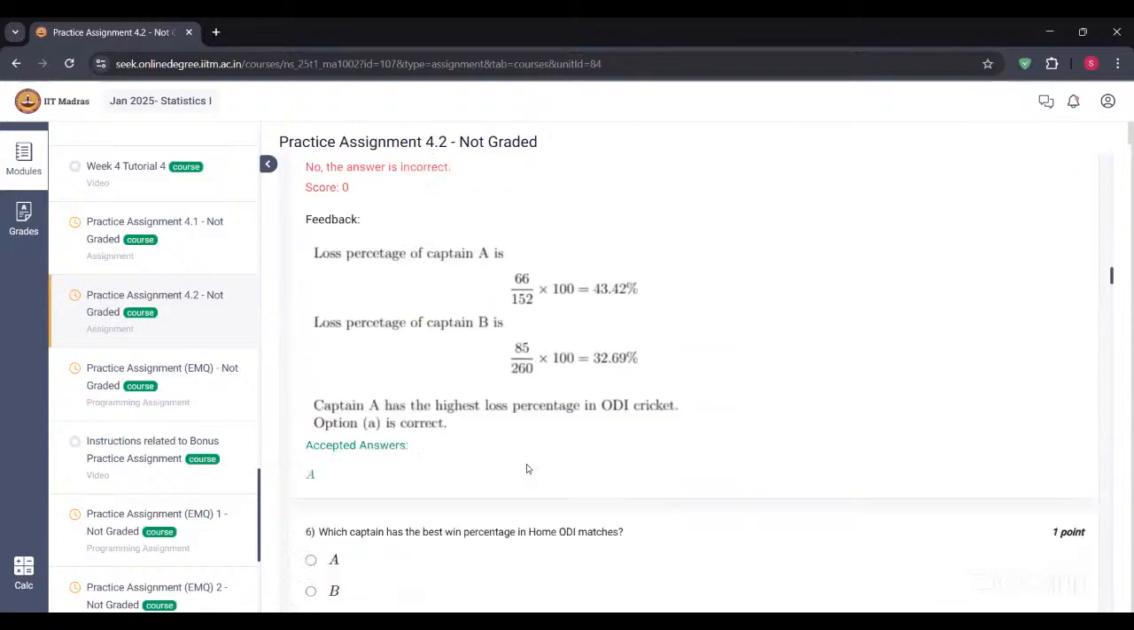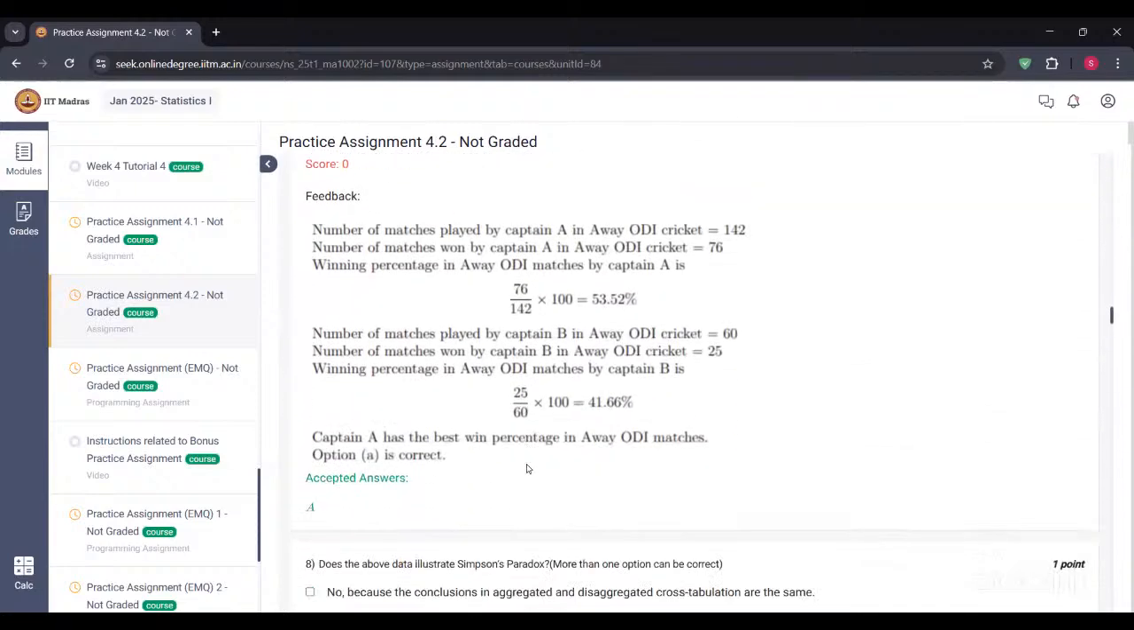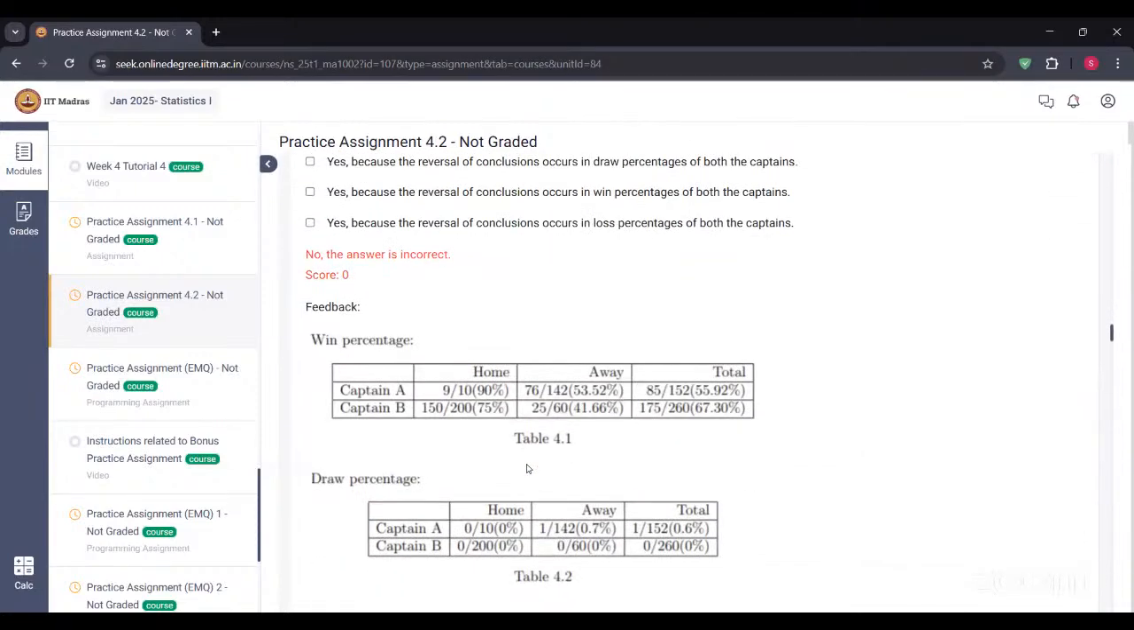Yeah, correct. So it remains unchanged. The percentage will remain the same. The thing is that the values here matter actually, right? We are saying percentage, not the numbers that they have played or won. The percentage that we have calculated, from that percentage only we are getting these conclusions, right? Not from the numbers. So this means that the size of the sample doesn't affect anything.